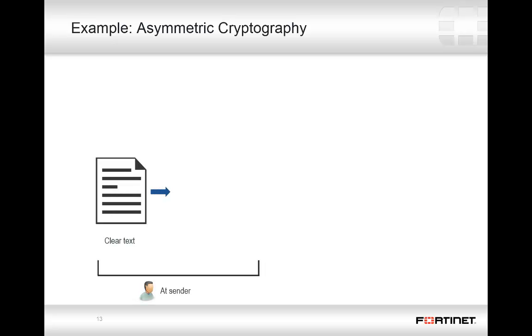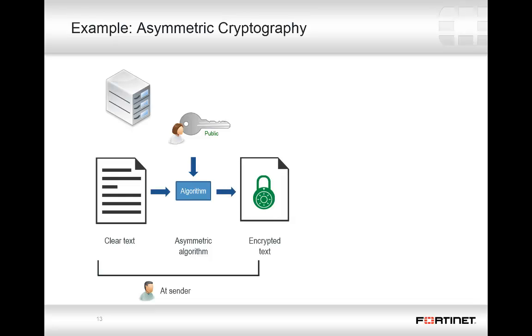Let's see with this example how asymmetric cryptography works. Data is still encrypted using a key, but the key that the sender is going to use is the public key of the recipient. Everyone has that key. The encrypted data is then transmitted to the recipient.